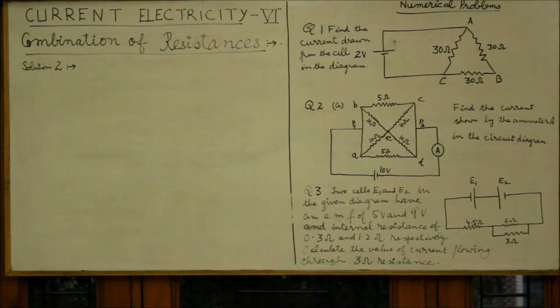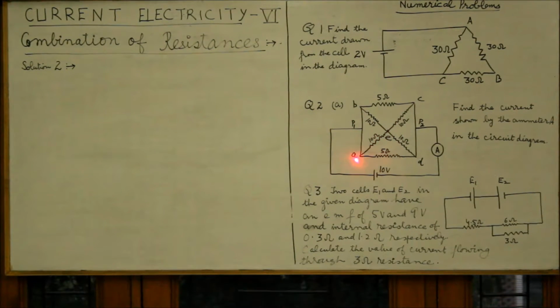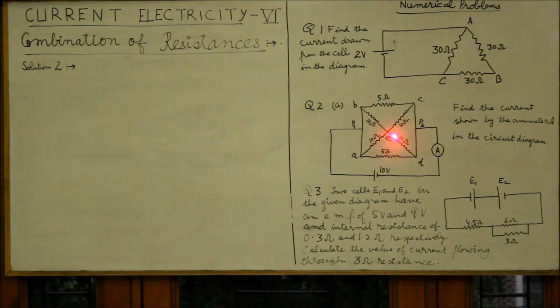For question number 2, let's now analyze this diagram. If you see carefully, this resistance between point A and E and the resistance between B and E, they have one end joined to a common point E, and the other ends joined to a common point P1. So this 10 ohm resistance and this 10 ohm resistance are in parallel, which will give you a resistance of 5 ohms. 1 over 10 plus 1 over 10 equal to 1 over Rp. So Rp here between P1 and E comes out to be 5 ohms. Similarly, on this side, 10 ohm in parallel will give you an equivalent resistance of 5 ohm.